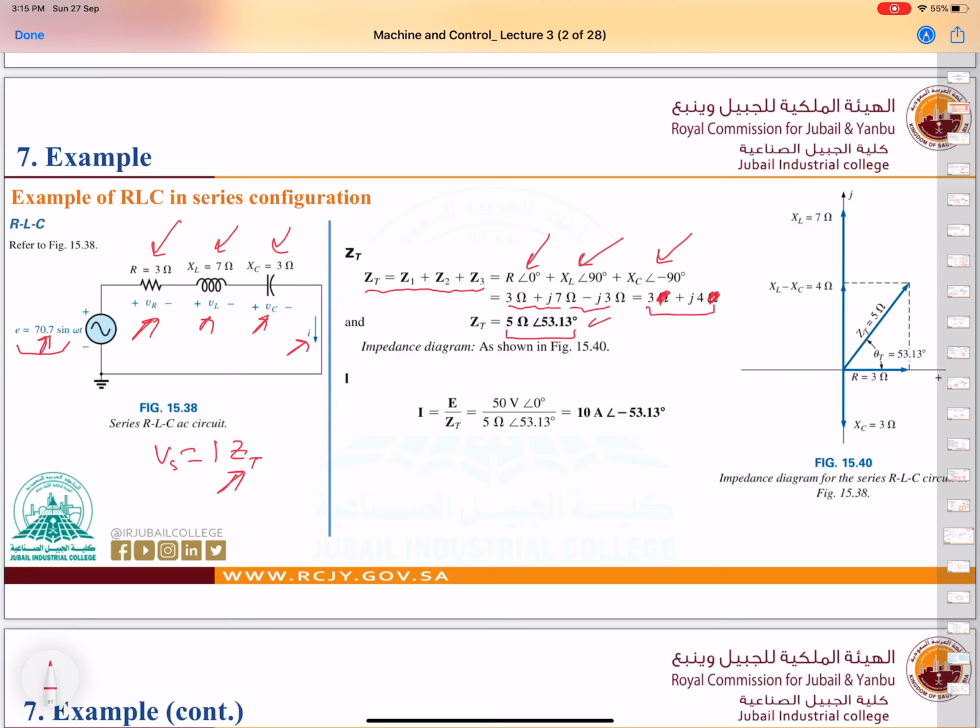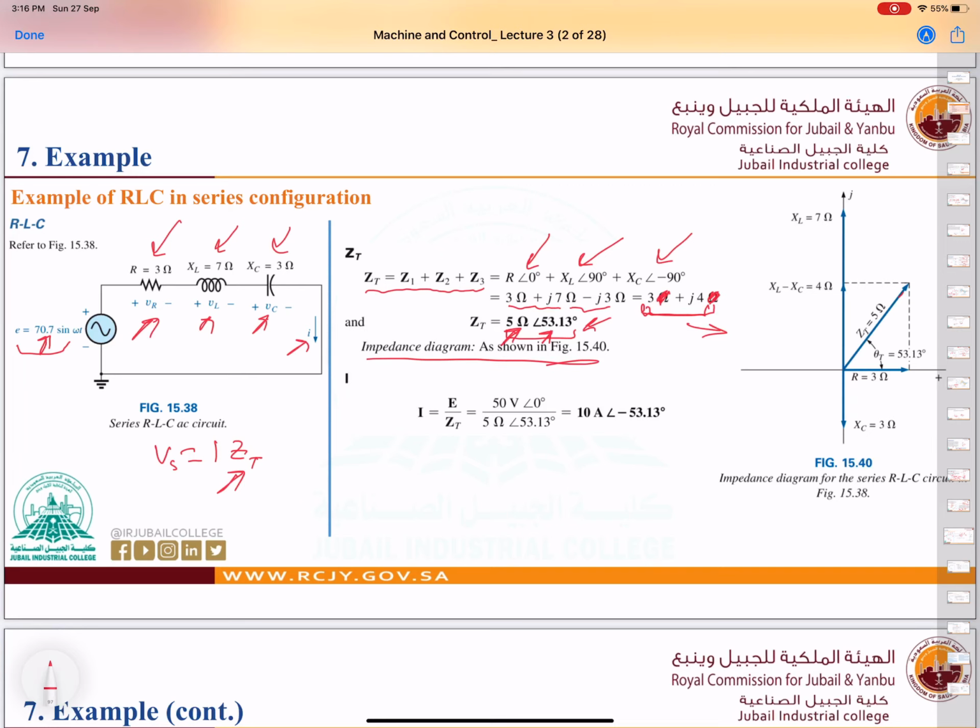Why do we find the magnitude here? To draw it. In case we need it drawn, we need to find the value as a magnitude and angle. We cannot draw this in the impedance diagram in rectangular form, so try to do the conversion. Okay, the impedance diagram is shown.